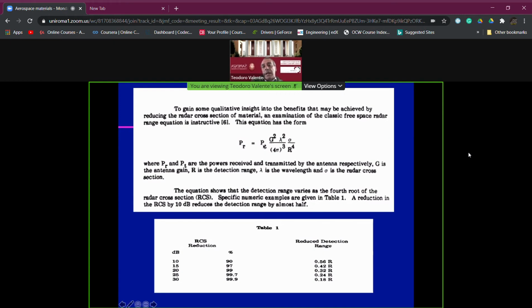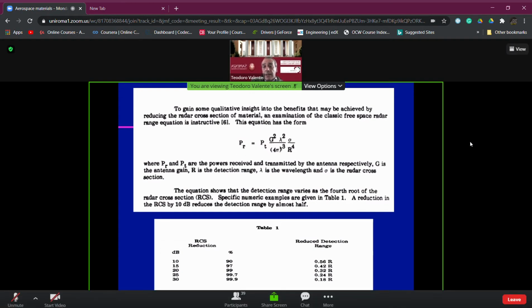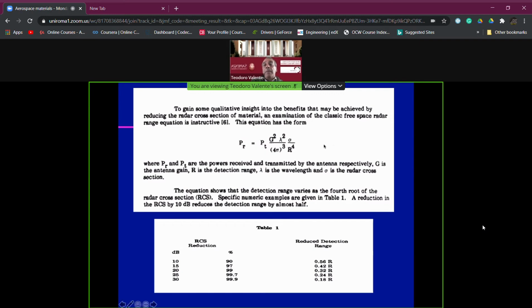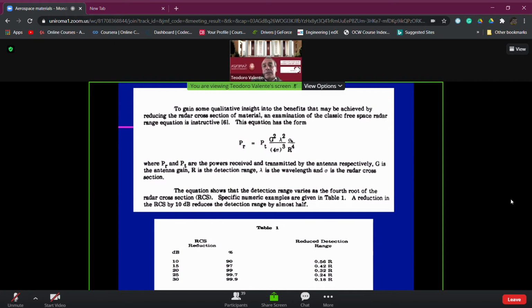And this is equal to PT, which is the power transmitted by the radar antenna, so in the case the radar is working as a transmitter, multiplied by some quantities. G is the antenna gain, lambda is the wavelength, the solid angle is indicated, and then we have R, which is the detection range, that is the distance at which the flying object can be detected. And here we have the radar cross-section sigma.